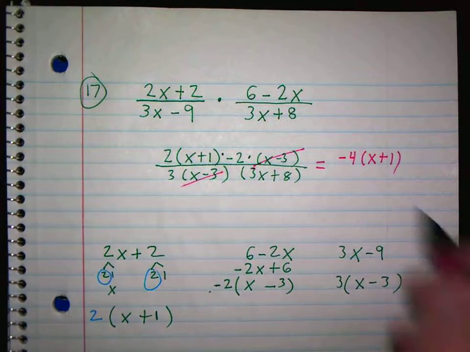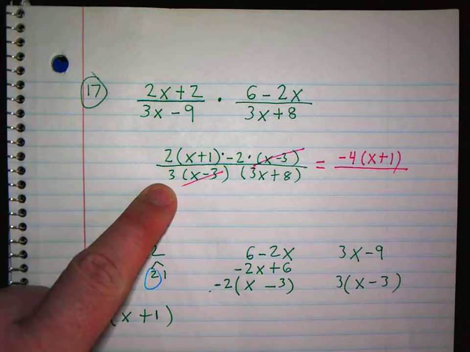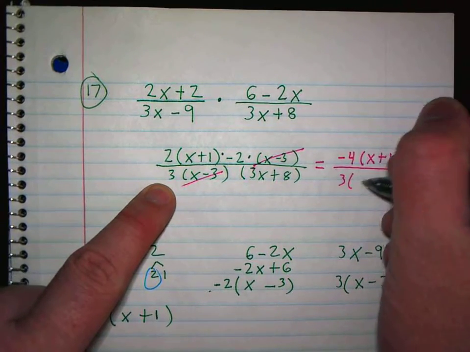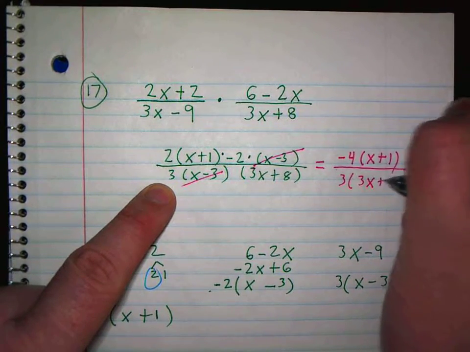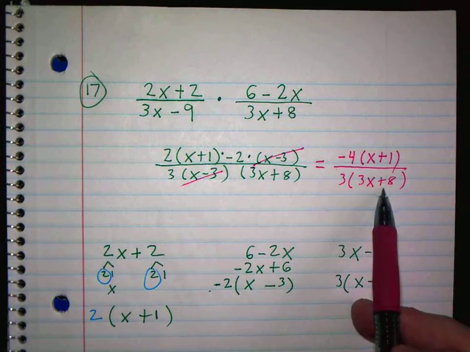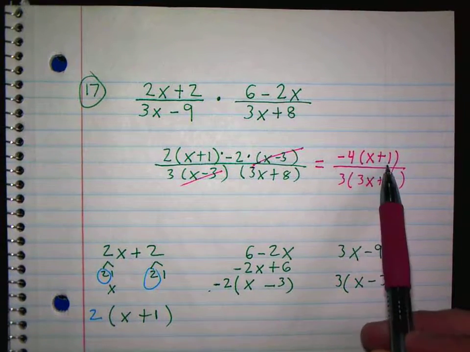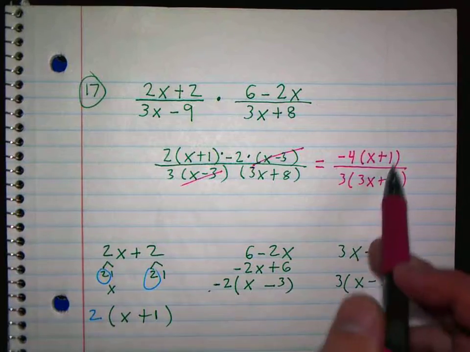And then on top, we're left with 3x plus 8. And again, if you wanted to distribute that and make that 9x plus 24, that's really the same answer. Just like if you wanted to make this negative 4x minus 4, you could. But I'm okay with this, okay?